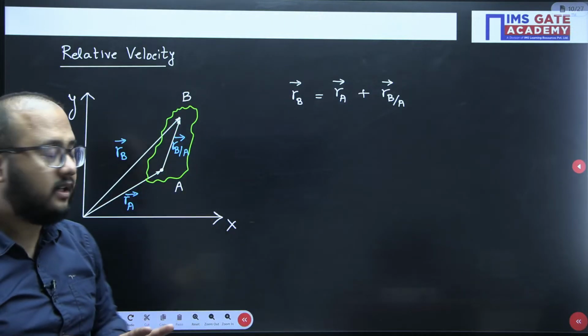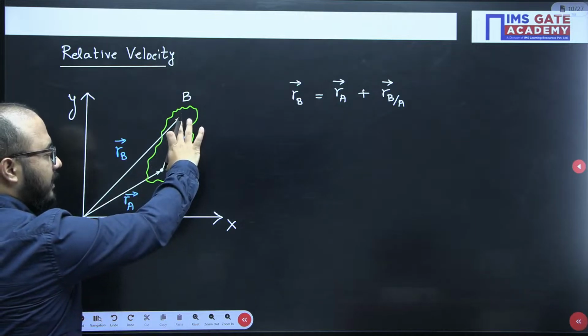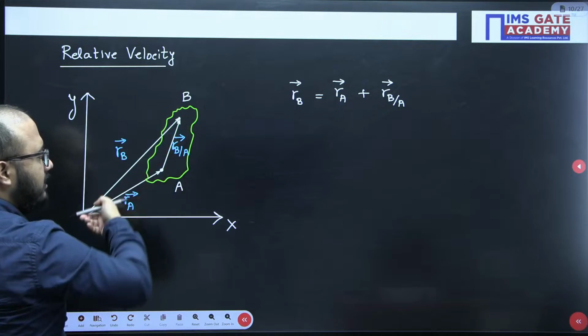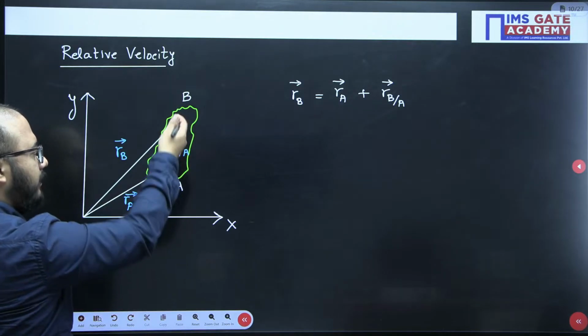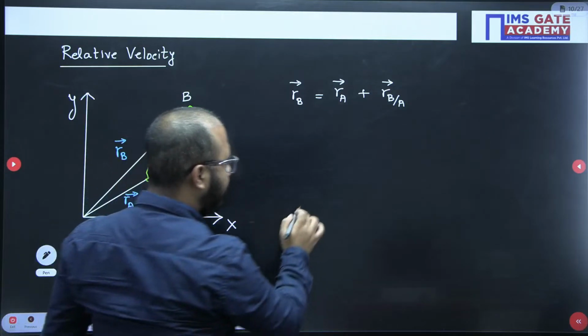So what I have done here is simply vector addition: R_A vector, R_B with respect to A vector. These vectors are in order, and the resultant of these two vectors, R_B with respect to A, will be R_B only. So that is simple vector addition. That much basics you should know.